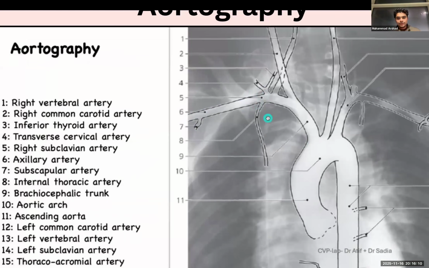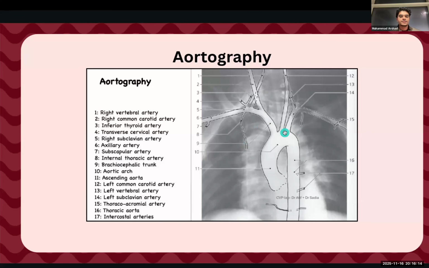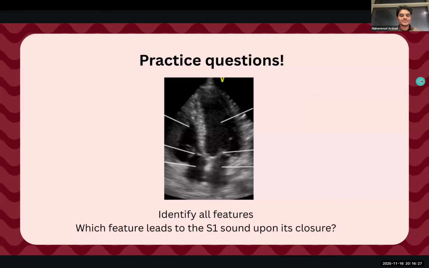Okay, checkpoint number 3. Again, if you guys have any questions, feel free to ask. I'm more than happy to answer. If not, then we can go into practice OSPE questions. I'm guessing that means nobody. Okay, so could somebody please unmute and identify all of the different features on this echocardiograph? Anybody?